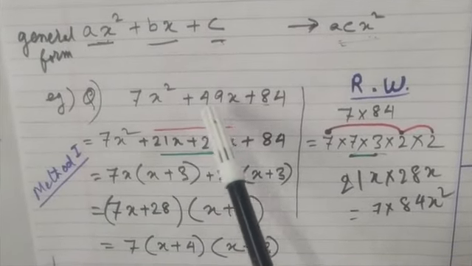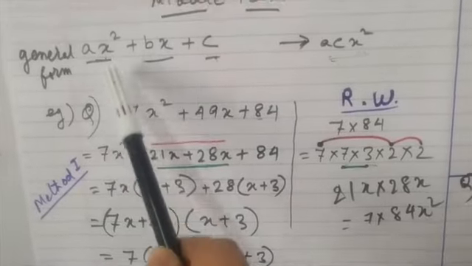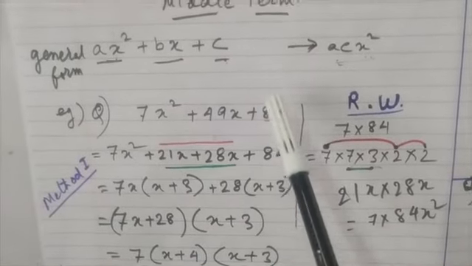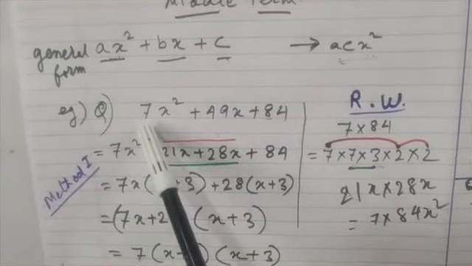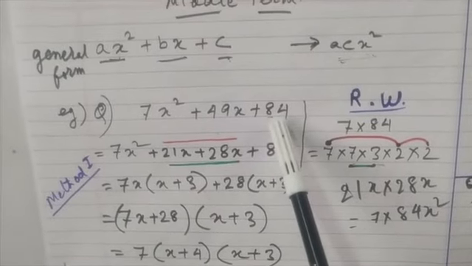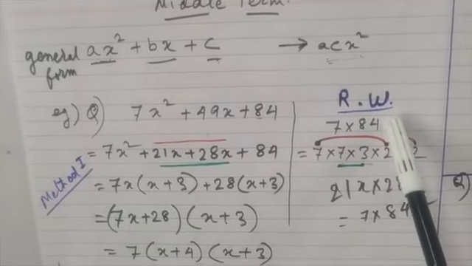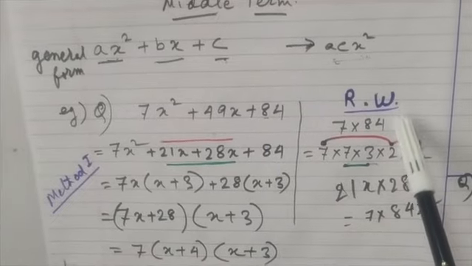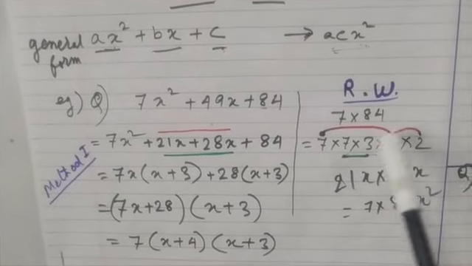7x square plus 49x plus 84. You can assume a as 7, b as 49 and c as 84. Now we are multiplying the first term and the last term. So here I have multiplied 7 into 84. We are not taking into consideration x for our convenience.